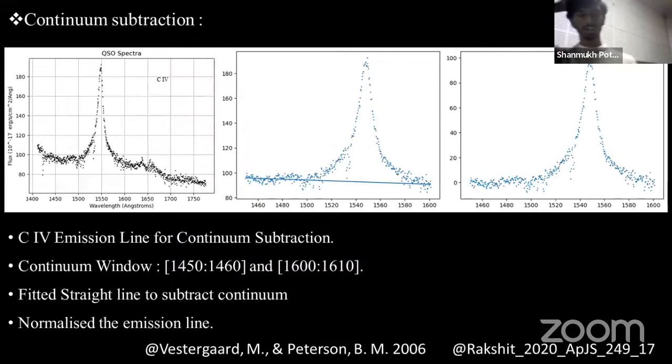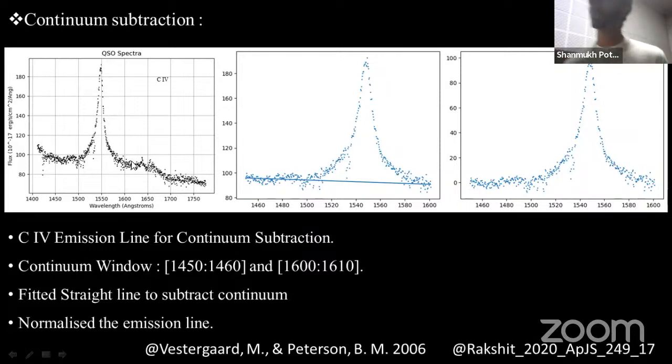For continuum subtraction, I took the windows 1450 to 1460 and 1600 to 1610, which are the wavelength values. If you can see my cursor, there is a flat region here with no absorption lines, and no absorption lines here also. I removed the emission part completely and fitted a polynomial so that it goes as a straight line. I could have fitted a power law also, but a polynomial is easier for me. I removed the straight line so that it becomes normalized. I did everything in Python.